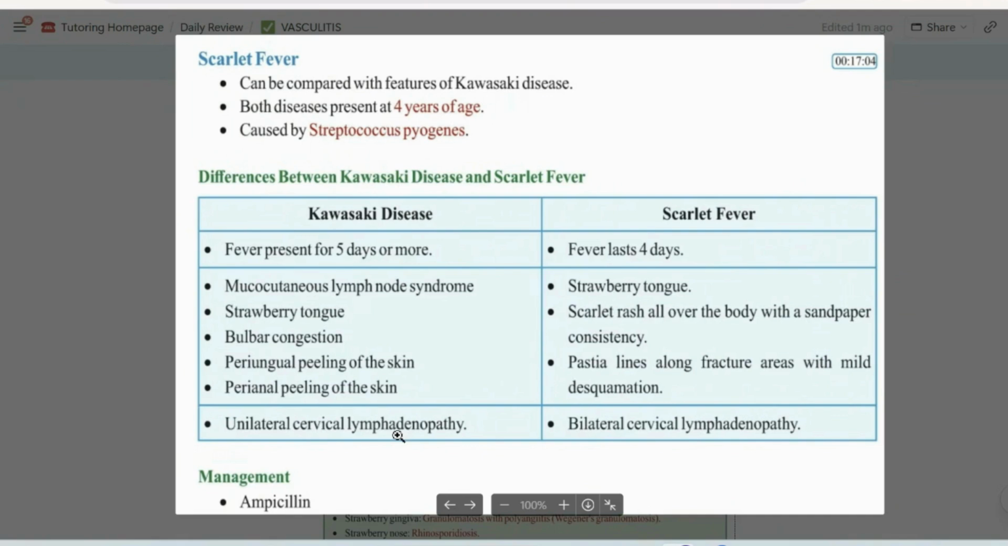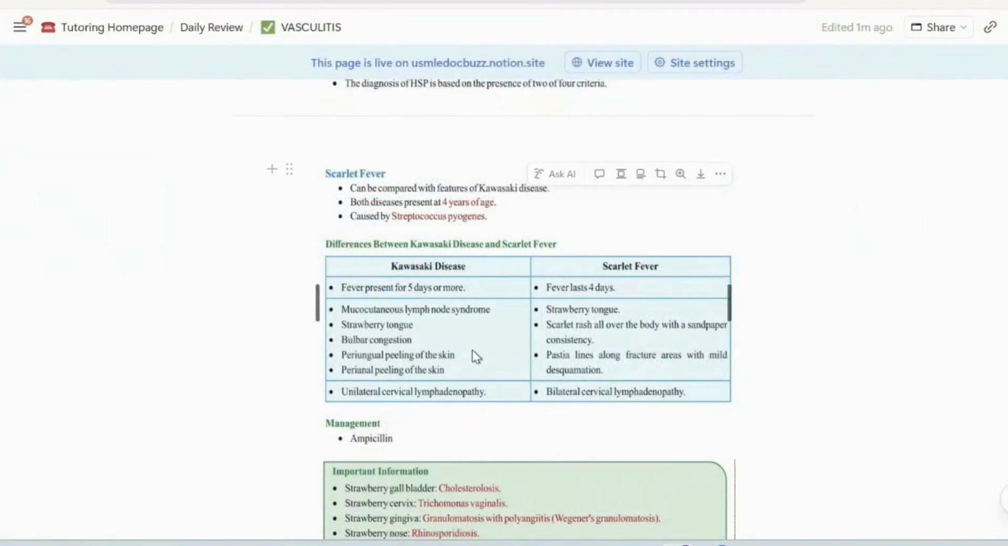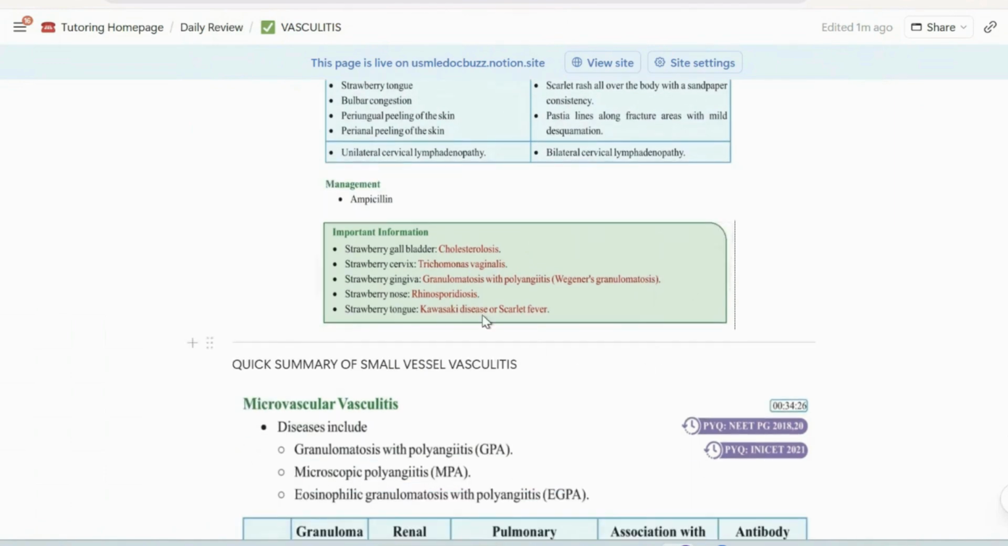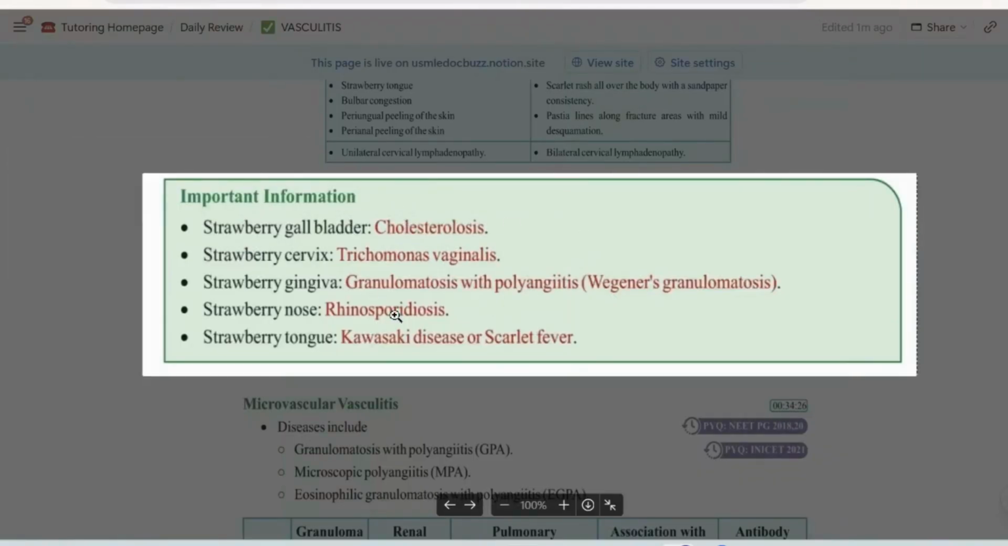Unilateral lymphadenopathy here, bilateral cervical lymphadenopathy over here. Okay, management for scarlet fever usually is some sort of penicillin derived thing because it's all gram-positive bacteria, so we have to monitor for that. Okay, so just a quick summary.